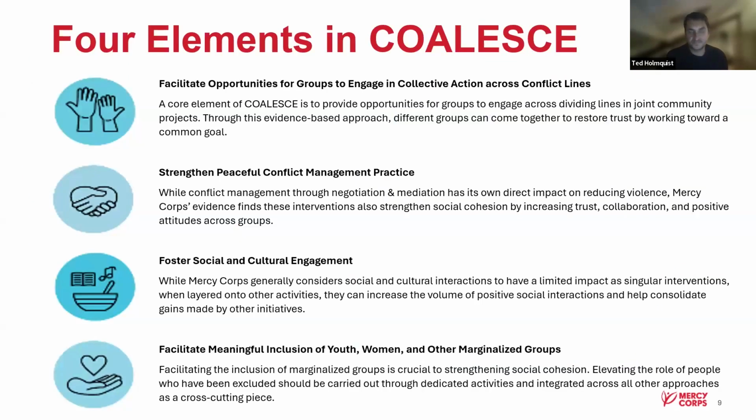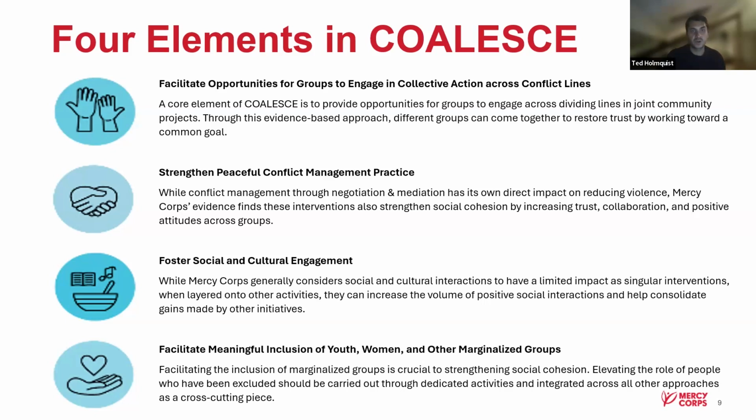One of the main cornerstones of COALESCE is that it outlines 4 elements to build social cohesion. And it provides implementers with guidance on how to select and combine these elements in any given program. So you wouldn't necessarily do all of these in one program, but you might do different parts of them. And they are, as you can see on the screen: first, to facilitate opportunities for groups to engage in collective action across conflict lines. Second, strengthen peaceful conflict management practice. Third, foster social and cultural engagement. And fourth, facilitate meaningful inclusion of youth, women, and other marginalized groups.